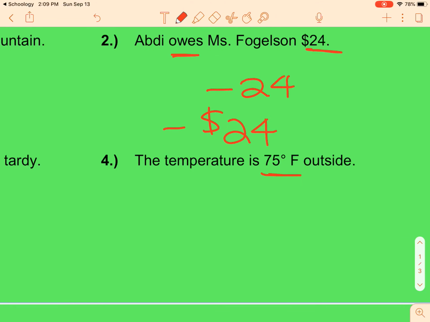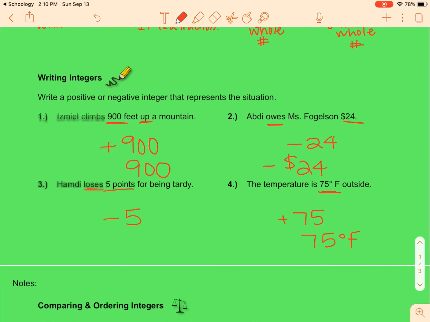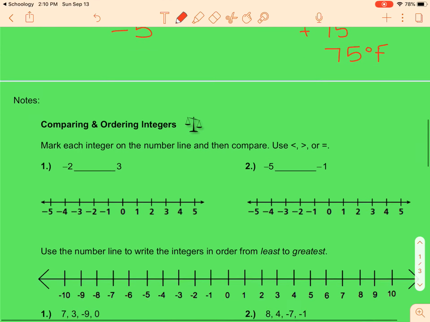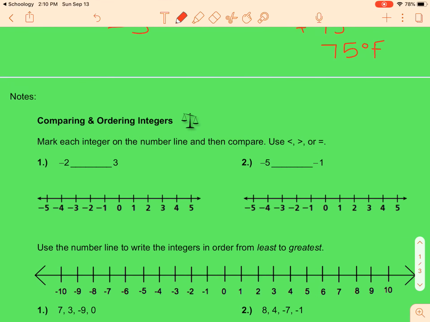The temperature is 75 degrees Fahrenheit outside. Is this going to be positive or negative? This is positive because it's not negative degrees out. So again, you can just write it as positive without the plus in front of it. Awesome. Now we are going to look at comparing and ordering integers.